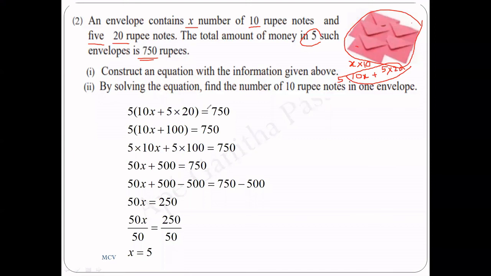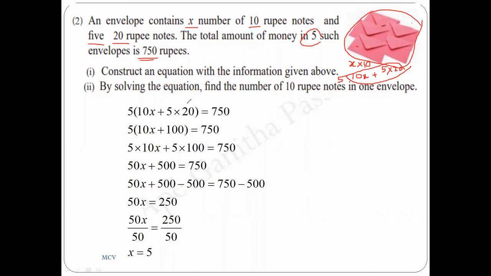So you can combine 750 by the equation sign. Both the left and right represent the same thing: the total amount of money in 5 envelopes is 750, and this algebraic expression also represents the amount of money in 5 envelopes. So you can equate them by using the equation sign.